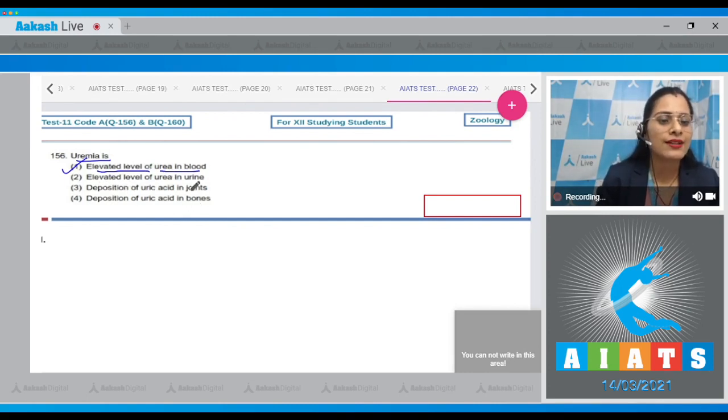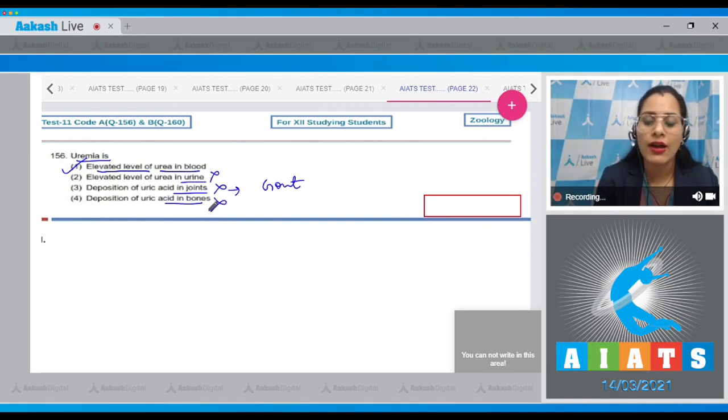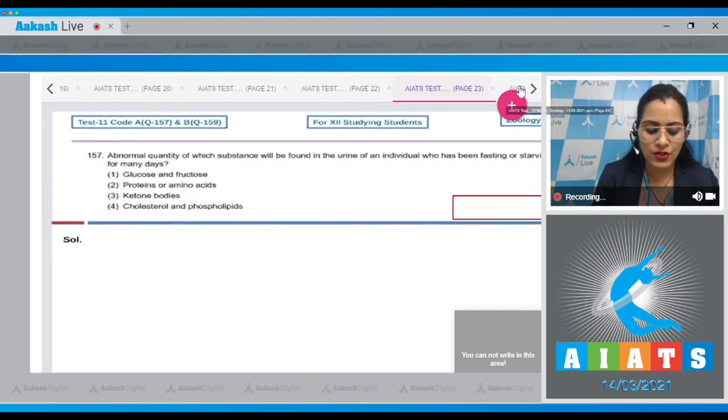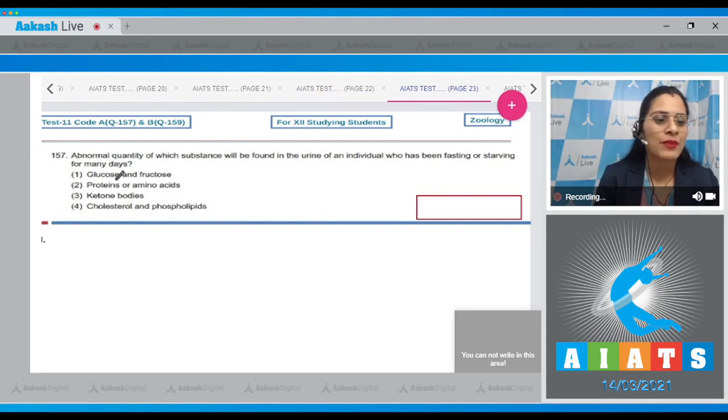Option number 2, elevated level of urea in urine, is incorrect. Option number 3, deposition of uric acid in joints, is incorrect. This is gout that will lead to inflammation in joints. The fourth option, deposition of uric acid in bones, is also incorrect. So the correct answer to this question is option number 1. Let's discuss the next question, which is question number 157.